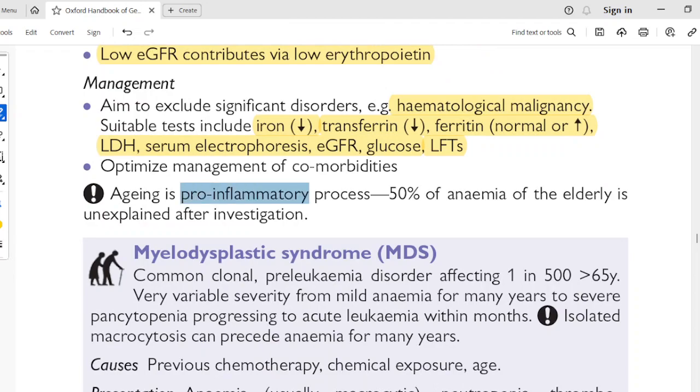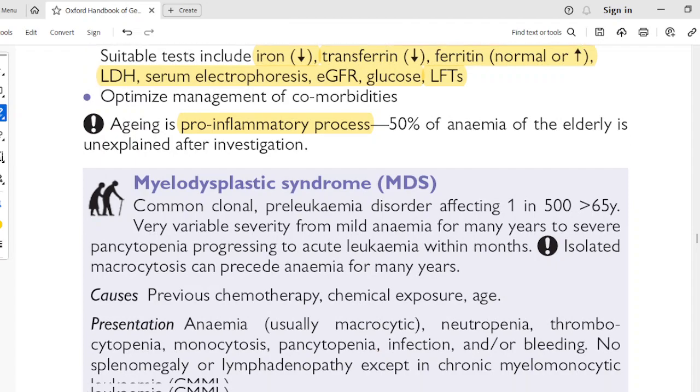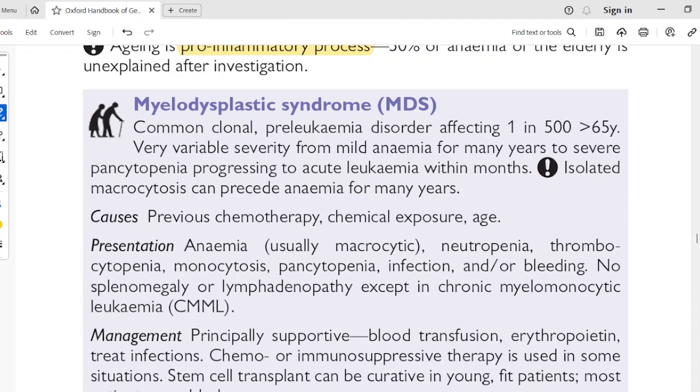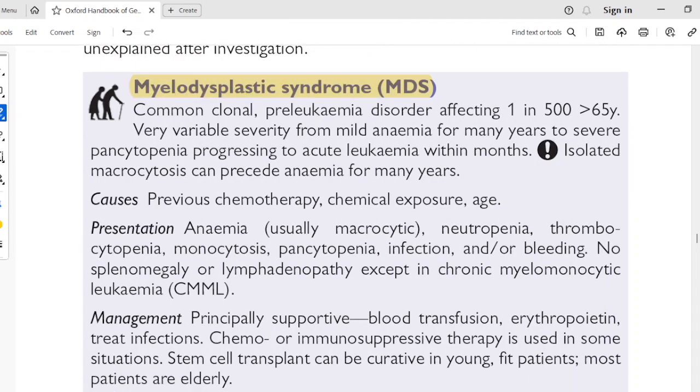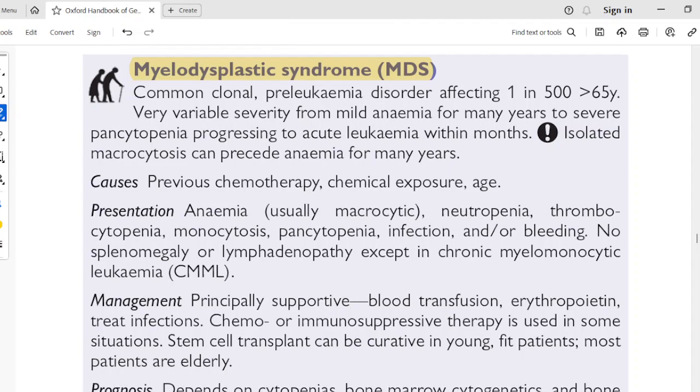Aging is a pro-inflammatory process. 50% of anemia of the elderly is unexplained after investigation. Myelodysplastic syndrome. Common clonal pre-leukemia disorder affecting 1 in 500 of those more than 65. Very variable severity, from mild anemia for many years to severe pancytopenia progressing to acute leukemia within months. Isolated macrocytosis can precede anemia for many years.